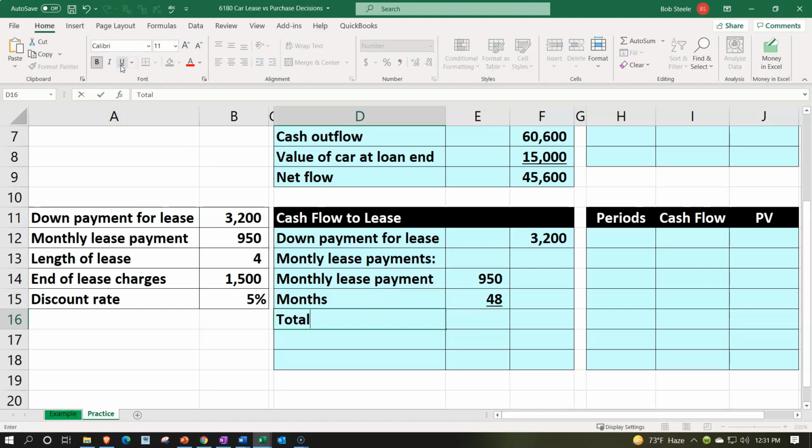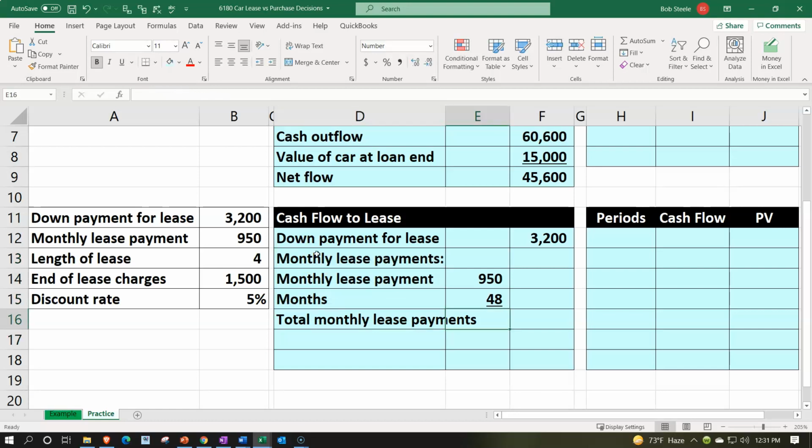So we have the total monthly lease payments, and let's put monthly, let's put an H in there somewhere, and we'll multiply that out. That's going to be the 950 times 48. That's going to be the 45.6.